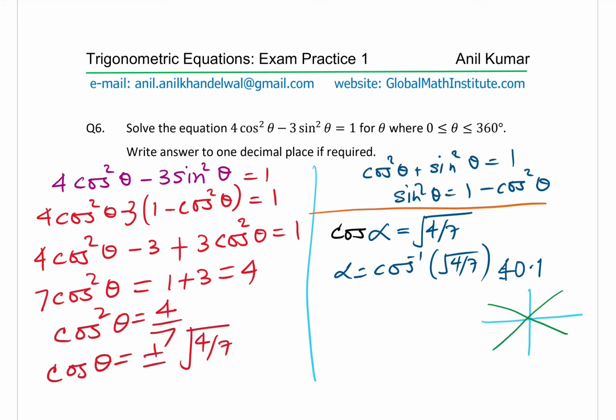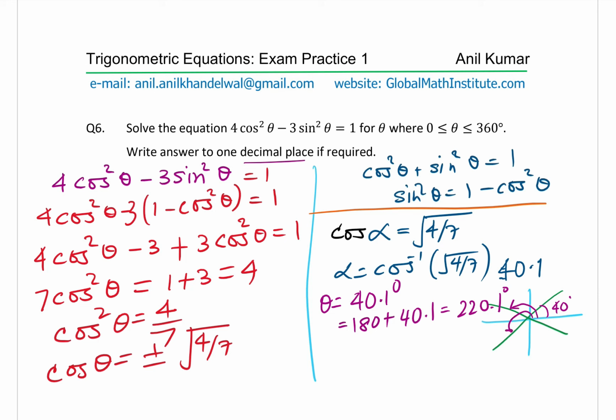Where the acute angle is 40.1. So the angle theta is equal to 40.1 degrees. That is the first quadrant angle, right? And the other one is 180 plus 40.1, right? That's the other angle, which is 220.1 degrees, right?